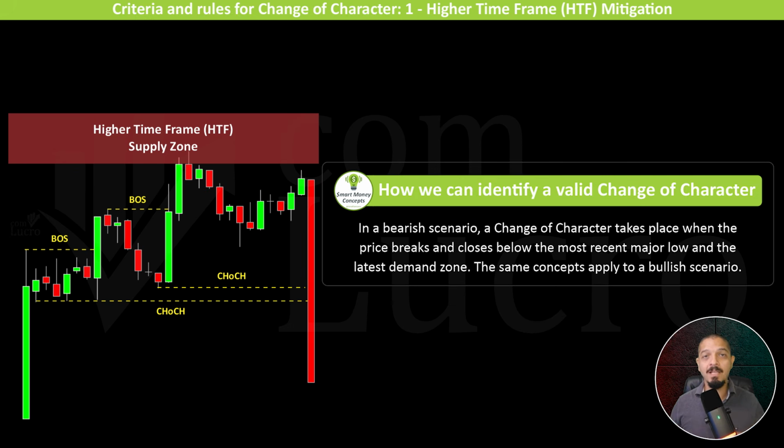So, how do we identify a valid change of character in the market? In a bearish scenario, a change of character takes place when price breaks and closes below the most recent major low and the latest demand zone. The same concept applies to a bullish scenario.